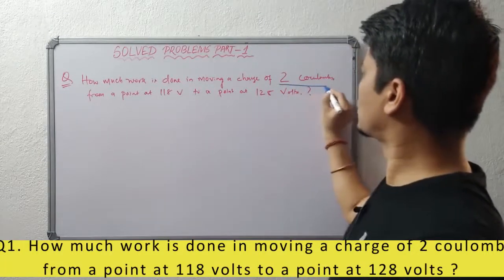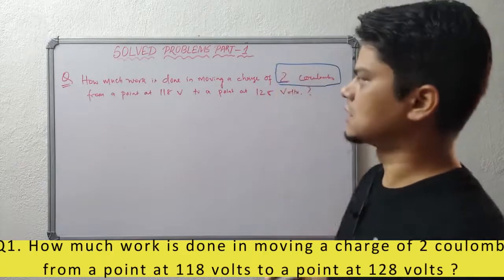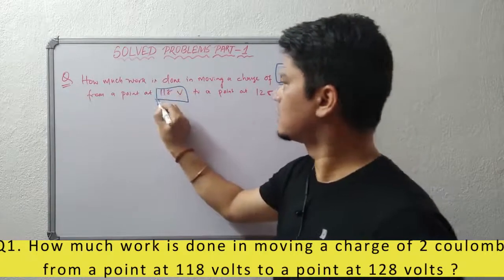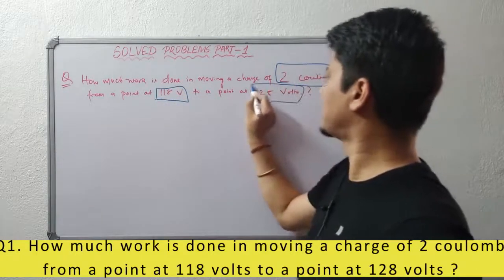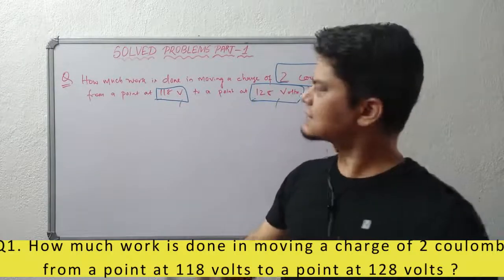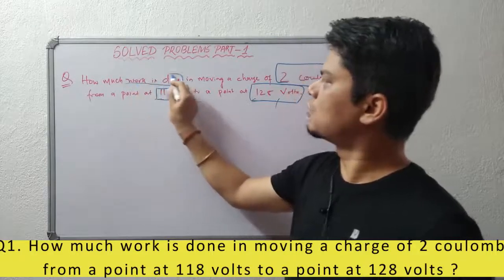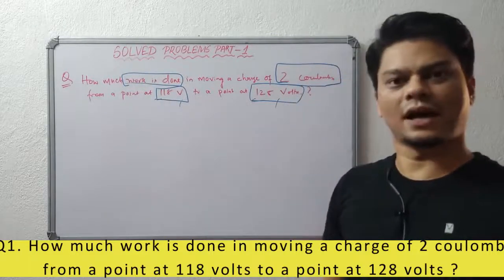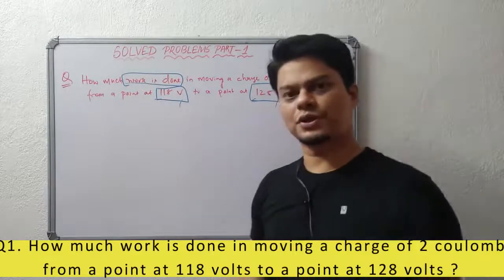Given is 2 coulombs, 118 volt and 128 volt. So what is asked? Work done. How much work is done? This has been asked. So how to approach?